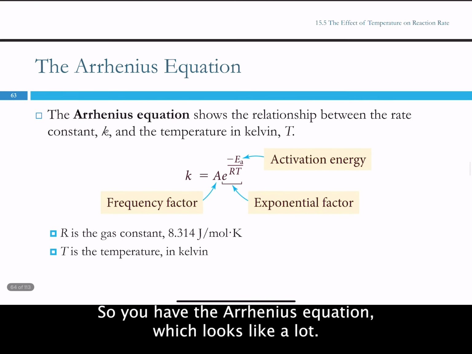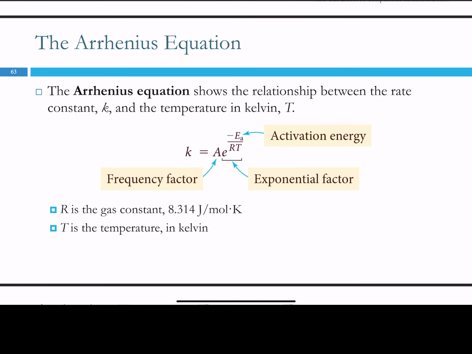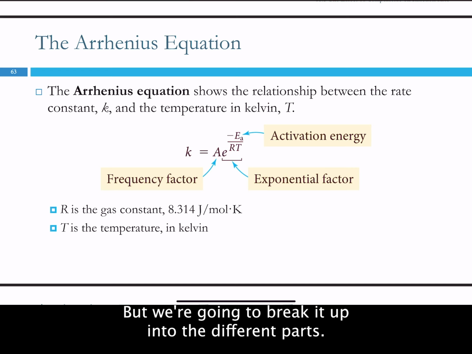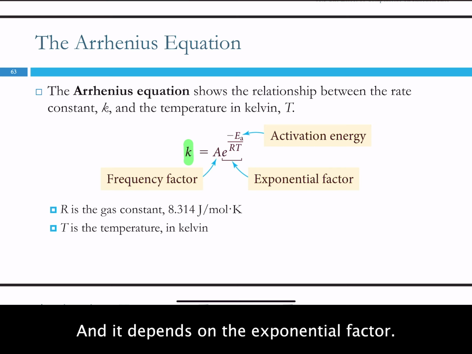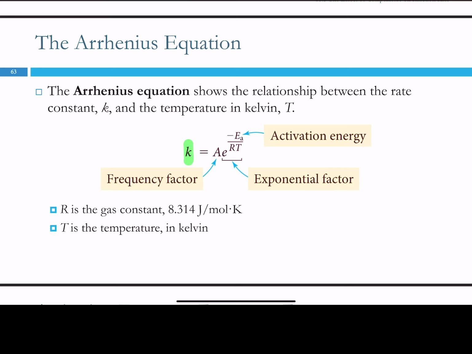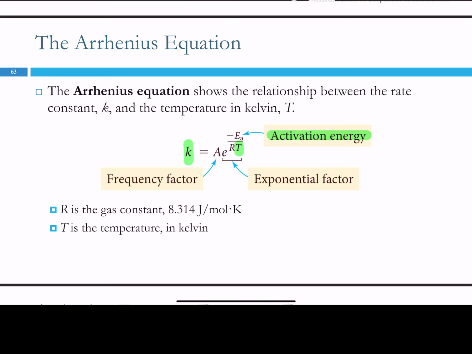So you have the Arrhenius equation, which looks like a lot, but we're going to break it up into the different parts. You have this frequency factor. This is all to define K. So K depends on this frequency factor, and it depends on the exponential factor. And inside of this exponential factor, we have the activation energy, which is the Ea, and we have temperature.